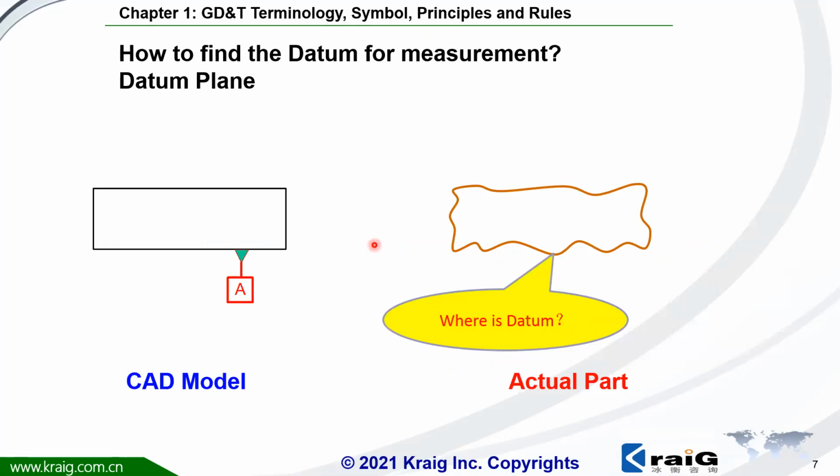But how could we find the datum from a real part? Here is the theoretical part, or sometimes we call this master data or CAD model. Here is the real part or actual part. Please remember, all real or actual parts always have deviation. It's not perfect. This surface is the bottom surface. It's not a perfect plane. Where is the datum? How could we find the datum from this real bottom surface?